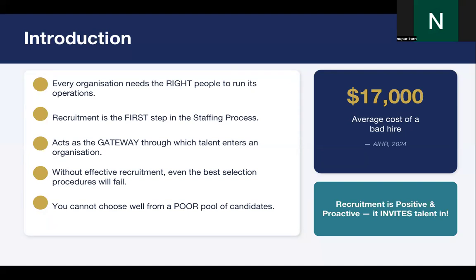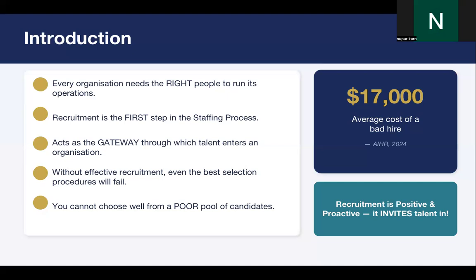So look at the number that is given in the box. Average cost of a bad hire, and this data is given by AIHR. So it's roughly around 14 to 15 lakhs. Imagine a company like TCS or HCL, which hires thousands of people every year. Even a small percentage of those hires being bad hires, what does that cost look like? So we are talking here about crores of rupees in losses, in rehiring, in training wasted, in productivity lost.